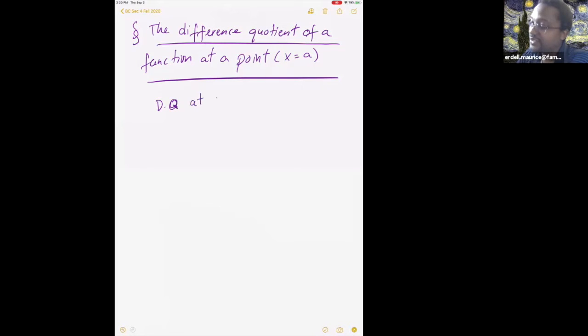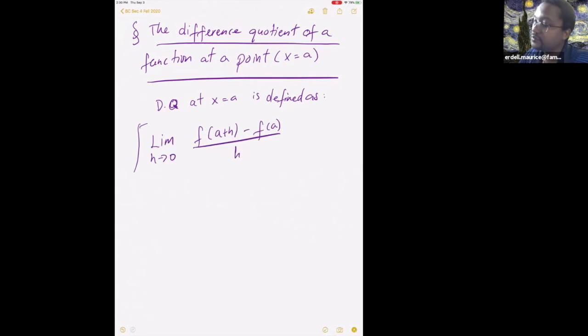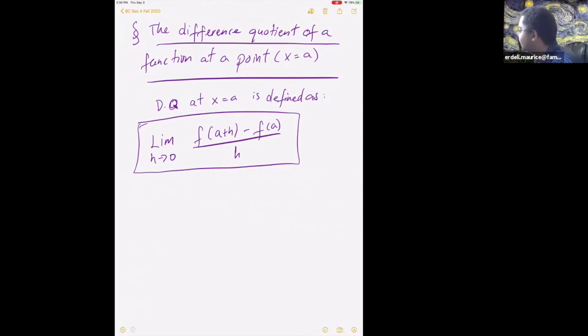The difference quotient at the value x is defined as the limit as h goes to 0 of f of a plus h minus f of a, divided by h. This is the formula for the difference quotient. You will need it on the test. It will not be given to you. You do need to take some time to memorize this formula right here. It's an advanced formula, but something that you definitely have to learn.